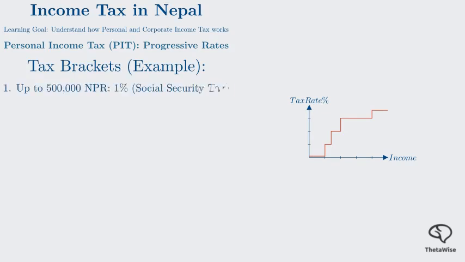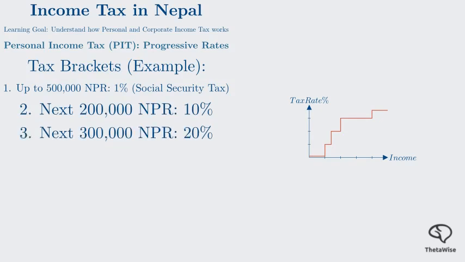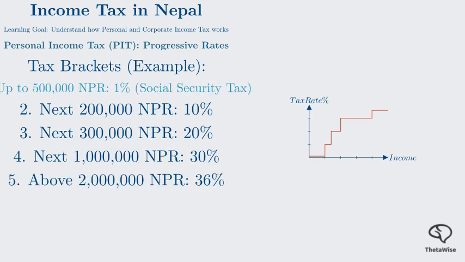Let's look at the brackets for individuals. Up to 500,000 rupees, it's 1%. The next 200,000 is 10%. The next 1 million is 30%. And anything above 2 million is 36%. The first bracket is often referred to as the tax-exempt threshold, though a 1% Social Security tax is generally applied to residents.